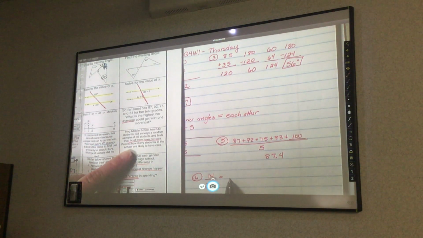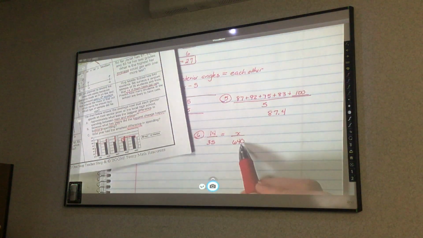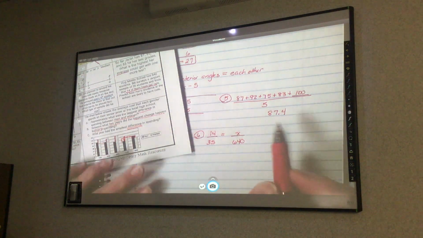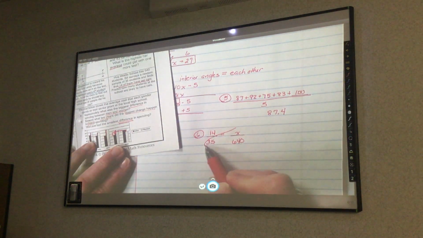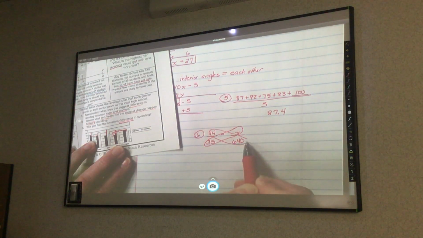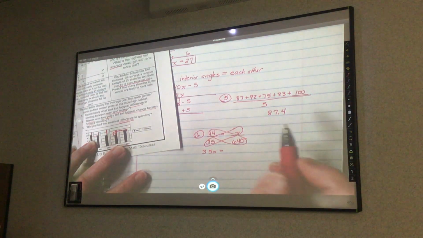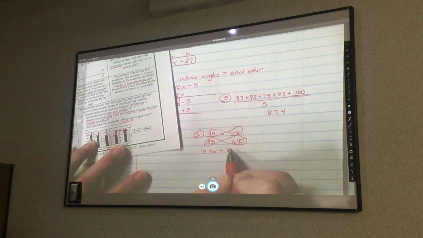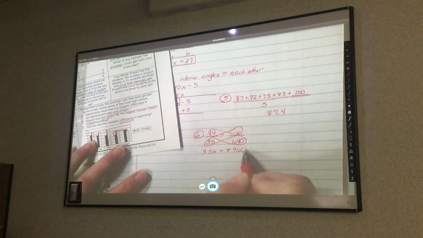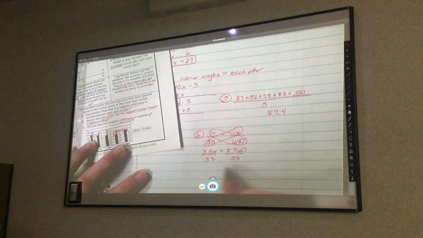So this is going to be equal to X over 640. I do not know how to get from 35 to 640. So I am just going to do the cross product. So then I have 35x equals, and 14 times 640 is 8,960. Then I divide by 35, divide by 35, and x equals 256.